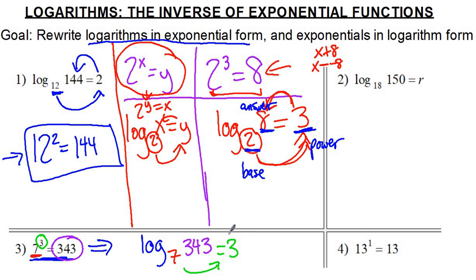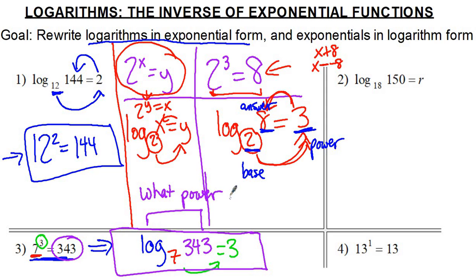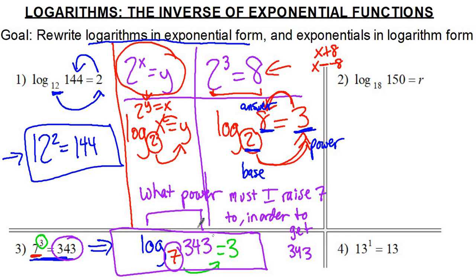Here's another way of saying this. Here's what this translates to mean, because it's a little bit confusing when you first see it. This expression is another way of asking the following question: what power must I raise the number 7 to in order to get 343? That is what we mean by a logarithm. Whenever you see log base a number of another number, that's another way of saying, what do I have to raise that number to in order to get that number right there? And the answer is 3.